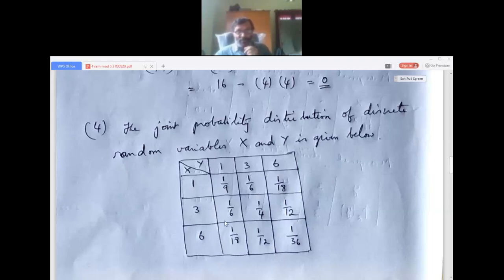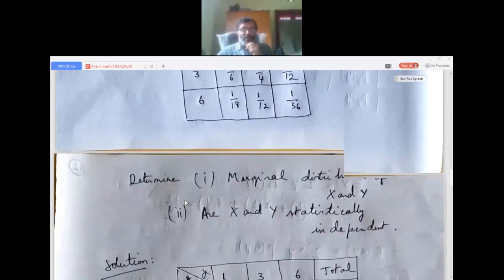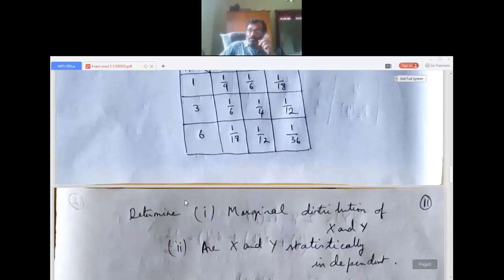And for x value 3, horizontally 1 by 6, 1 by 4, 1 by 12. For x value 6, 1 by 18, 1 by 12, 1 by 36. So once again, I'll remind you, this is a model question paper problem. Just see it. And they have asked, determine marginal distributions of x and y.